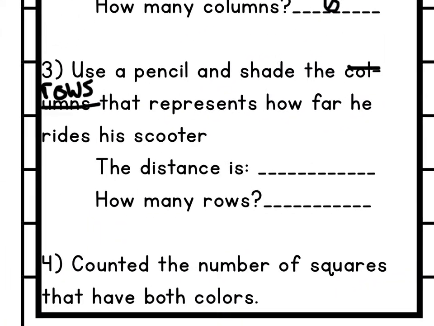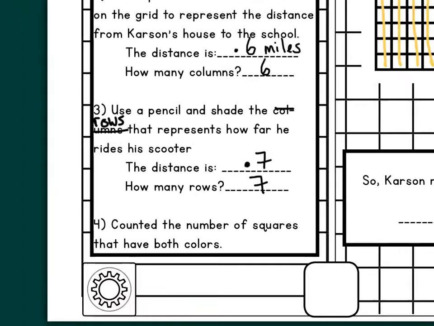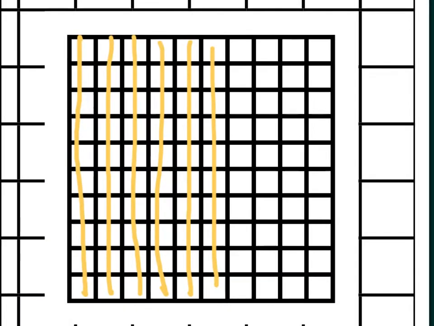Okay. So let's write that down. The distance he rides his scooter is 7/10, and that would be 7 rows, because each row is a tenth, and so 7/10 would be 7 rows. Okay. And so I did columns this way. Since I went down to do my 7, I'm going to go across. So what I want to do is get a different color so it shows up, and I'll do 1/10, 2/10, 3/10, 4/10, 5/10, 6/10, and 7/10.